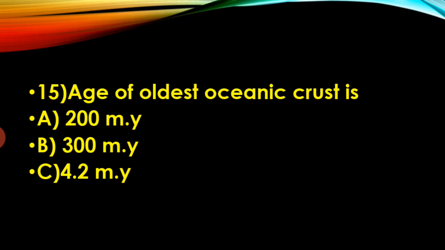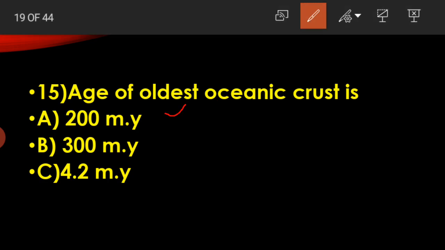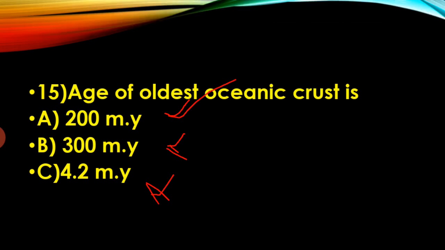Age of the oldest oceanic crust is option A 200 million years, option B 300 million years, option C 4.2 million years. These are the wrong answers and option A is the right answer, 200 million years. Remember, the age of the oldest oceanic crust is 200 million years.